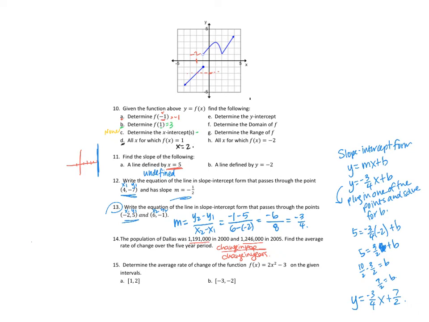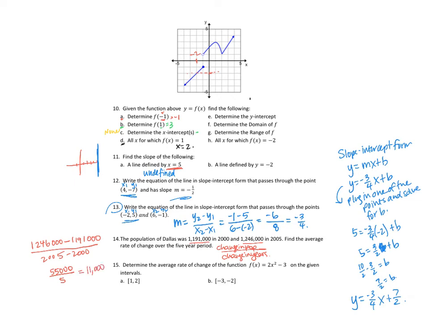So we'll do 1,246,000 minus 1,191,000. We want to do all of that divided by, oh, sorry, 2005 minus 2000, which is going to be 5. All right, so if I subtract those two, on top I get 55,000 over 5. And if I divide that by 5, I get 11,000.